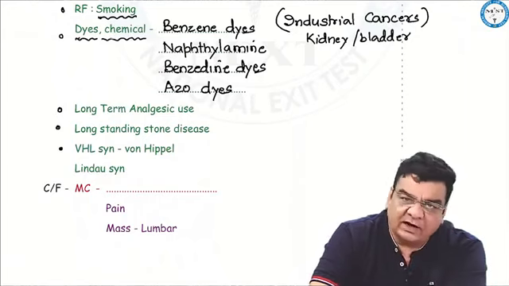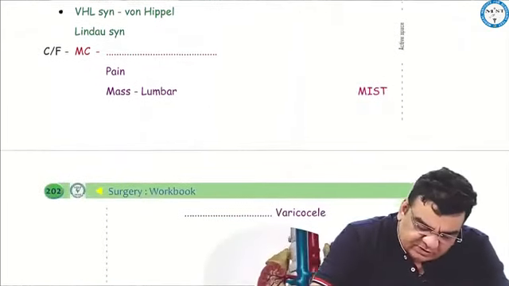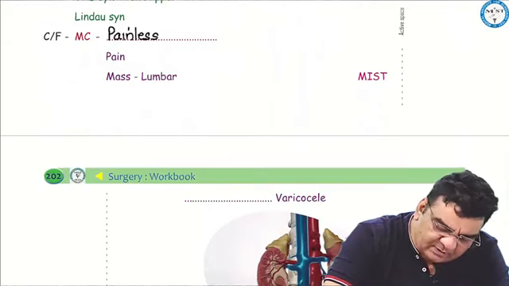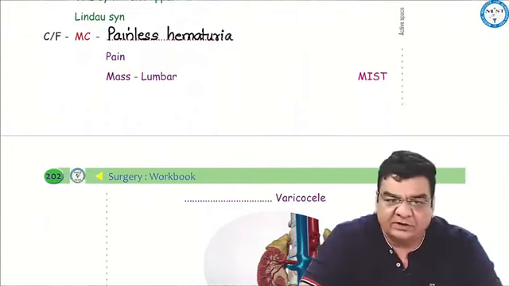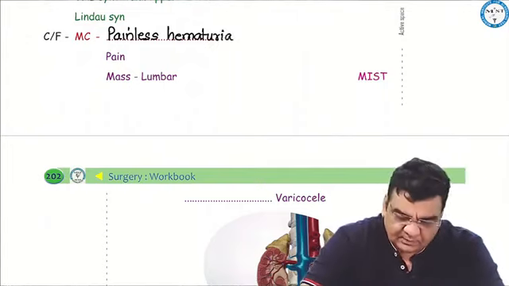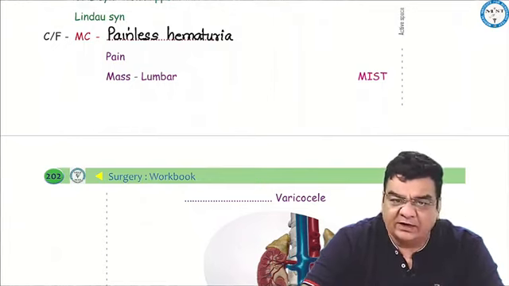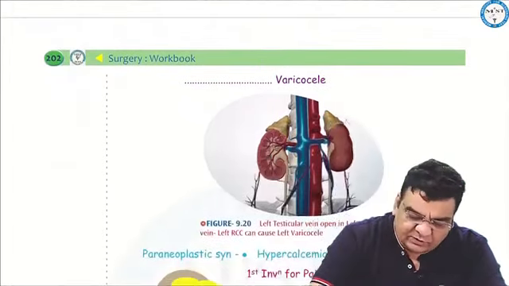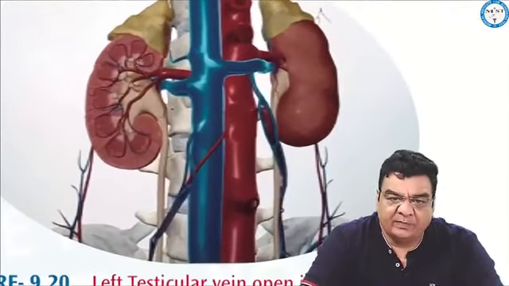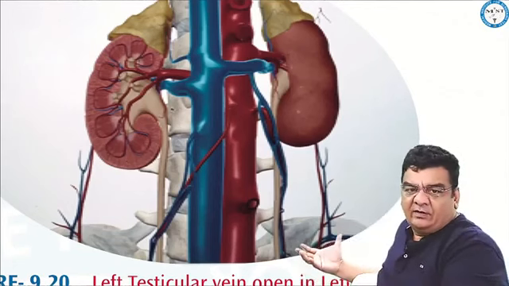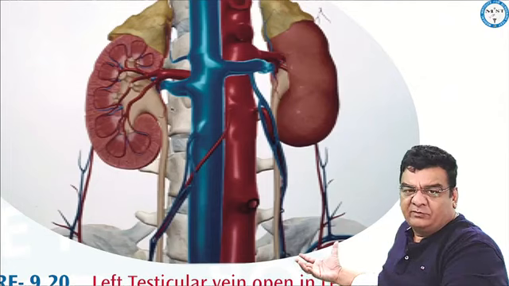And we have been saying time and again that the commonest presentation of kidney and bladder cancer is painless hematuria. Sometimes there may be pain and a mass in the lumbar region. Another interesting thing, we can find varicocele in kidney cancer patients. Varicocele, beta, is simply abnormal dilatation of the pampiniform plexus of veins around the testis.